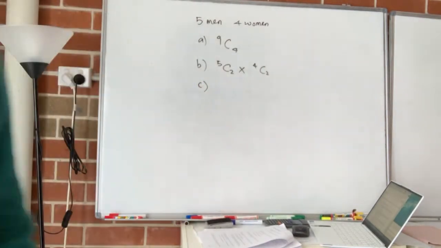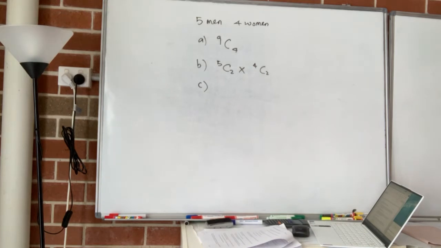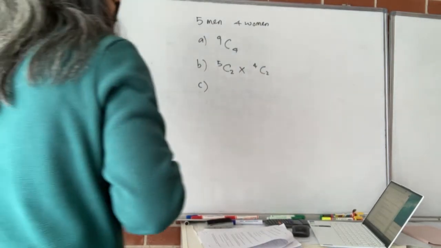And the next one is again going to be a few cases, this or that. Because you have at least 2 women, that means you can have 2 women, 3 women, or 4 women. So just add them up. Increase the woman, decrease the man.